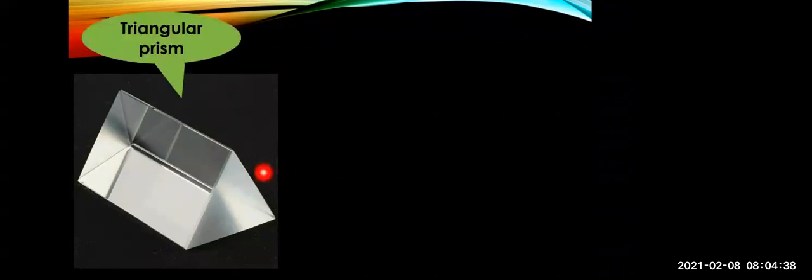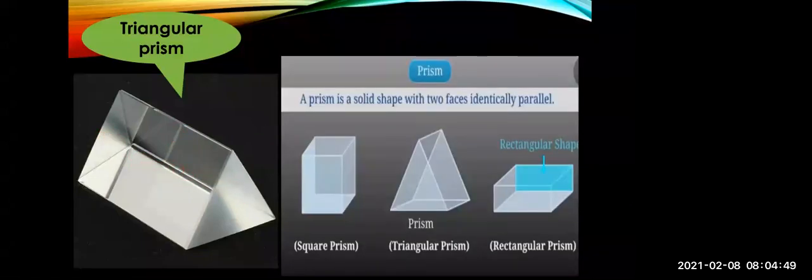It's a triangular prism. See, you can see it's not a 2D shape. No, it's not only a triangle. It's in a 3D shape. Behind also is there. You can hold it in your hand. See, a prism can be a square shape, triangular shape, or a rectangular prism. Right? In the second lecture, we have studied about this. A prism is a solid shape with two faces identical and parallel. Well done.